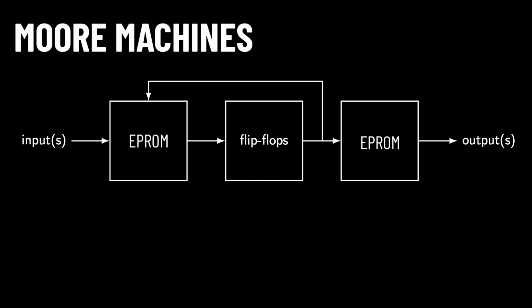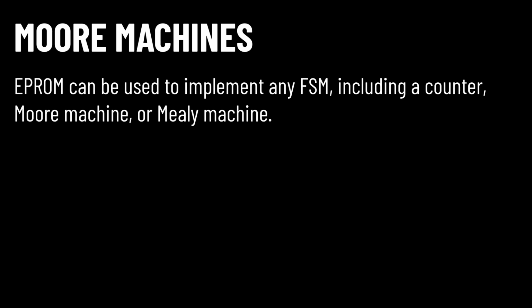As we learned previously in the semester, using an EPROM just requires us to know the minterms of our function. We do not have to do any circuit minimization. To be clear, we can use EPROM to implement the combinational logic used with any finite state machine, including a counter or a Mealy machine. But this particular example considers a Moore machine implemented with an EPROM chip for its combinational logic.